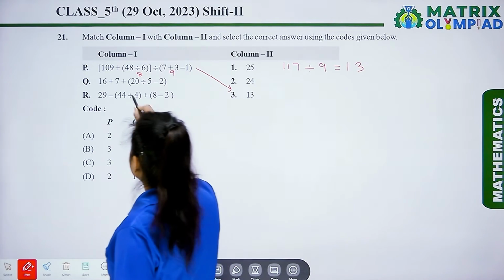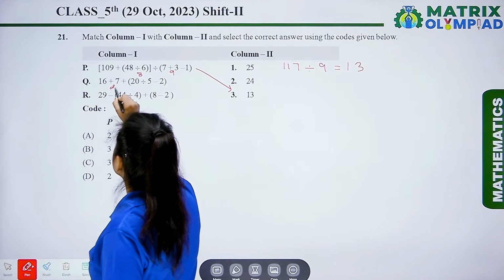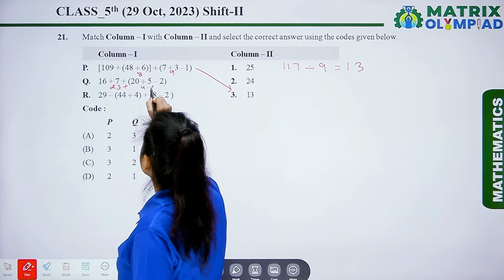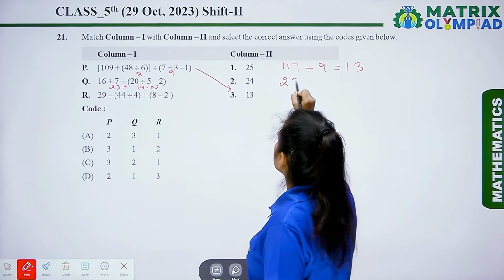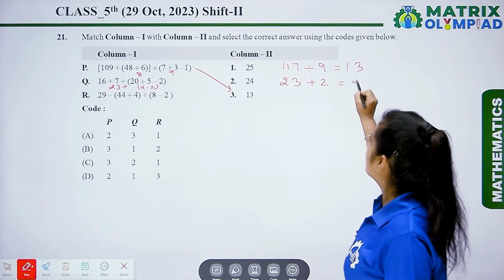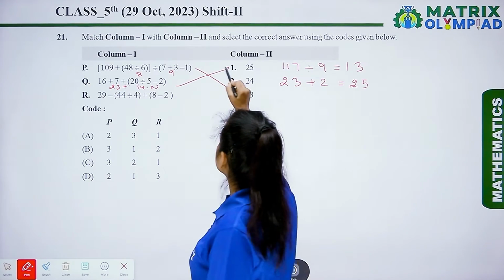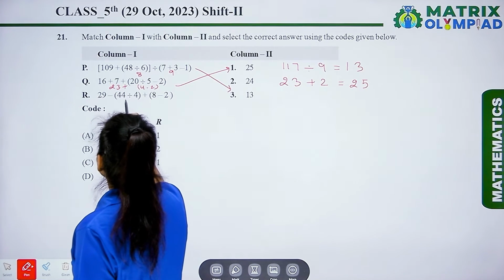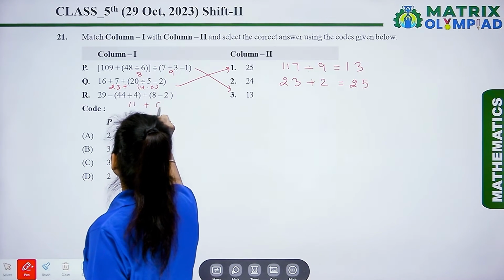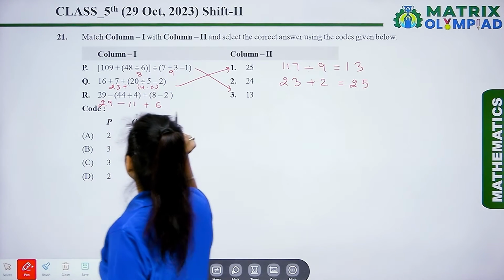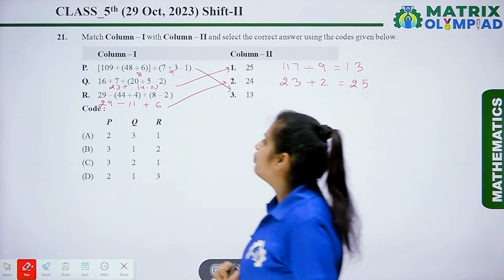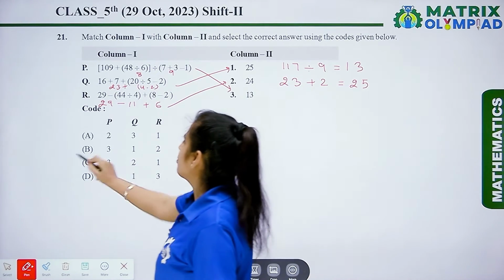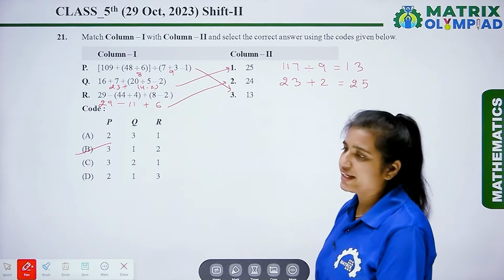Now let's solve the next one. 16 plus 7 is 23 plus 20 divided by 5 is 4 minus 2. So here 23 plus 2 is equal to 25. So the next answer is 25. Now let's solve the last one. 29 minus 44 divided by 4 is 11 plus 6. So here 29 minus 11 plus 6 is 24. So here the sequence is 3, 1, 2. So 3, 1, 2 is in the B option. Here option B is the correct answer.